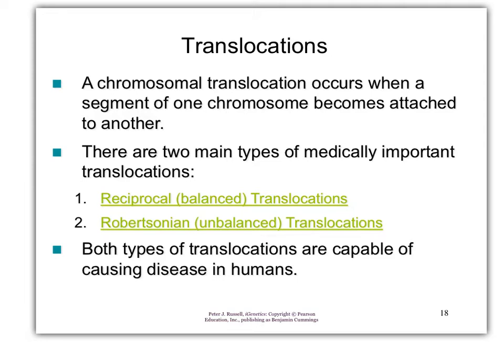Alright, a translocation, alluded to earlier, is when one piece of one chromosome attaches to another. There are two main types that we care about, or that are medically relevant: reciprocal and Robertsonian. One is balanced, an exact switch from chromosome to chromosome, and the other is not. Both can cause big fat problems, and we're going to talk about why.